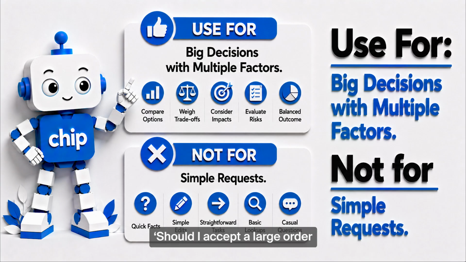Should I accept a large order at a lower margin? AI must calculate cash flow and opportunity cost. Which supplier should I choose from 3 options? AI must compare price, quality, delivery time, and reliability. Why are my sales dropping this month? AI must look at all possible reasons and eliminate them one by one. For all of these, you need reasoning, not just an answer.